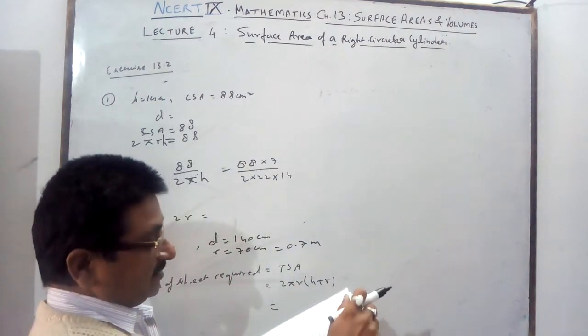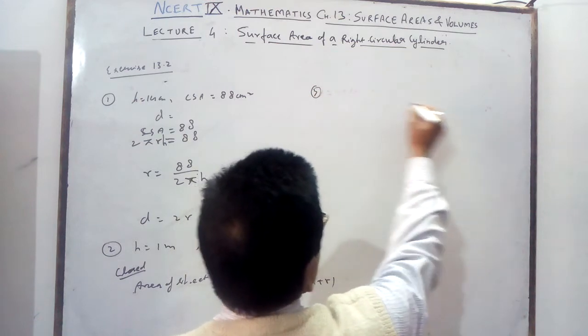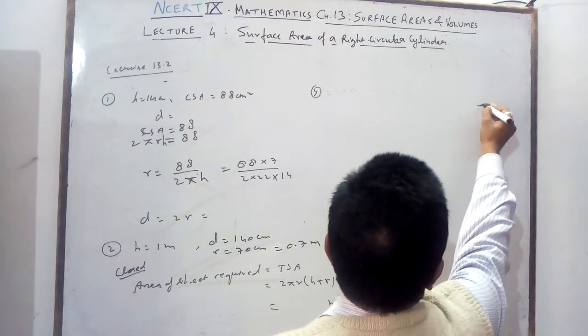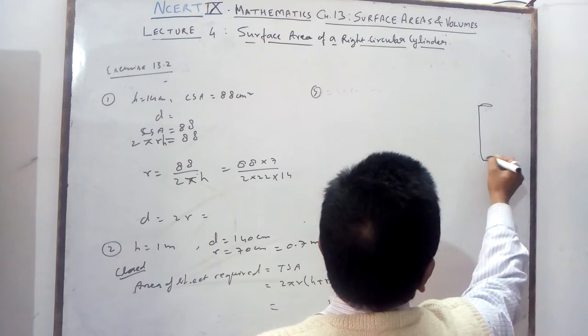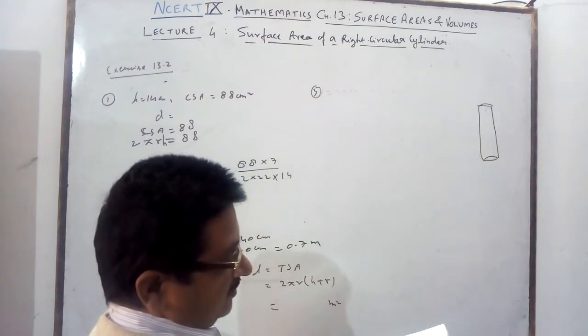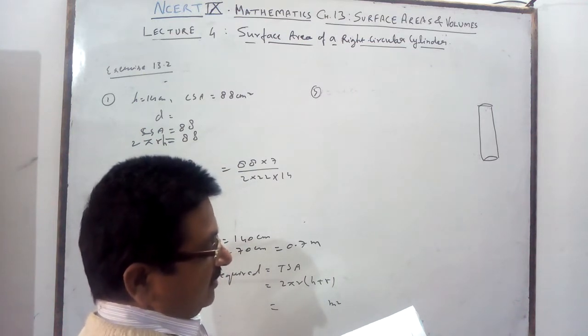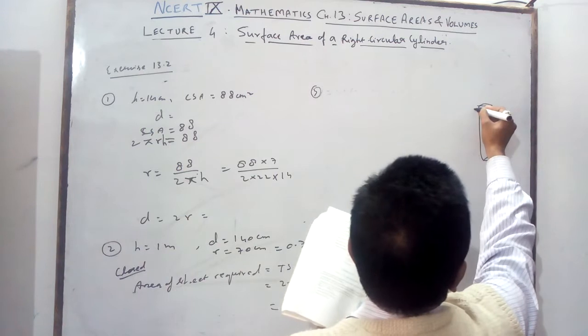In question number 3, a metallic pipe is there. What is given? Metallic pipe. Pipe means it is open on both sides, inside and outside. The diameter of the cross section is 4 meter. Inner diameter is 4 meter. There is a pipe given like this.